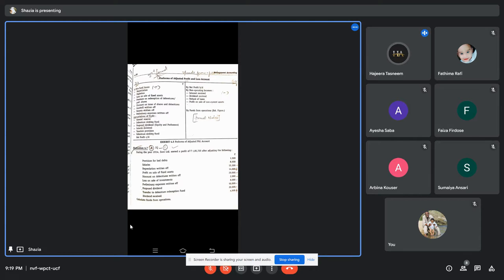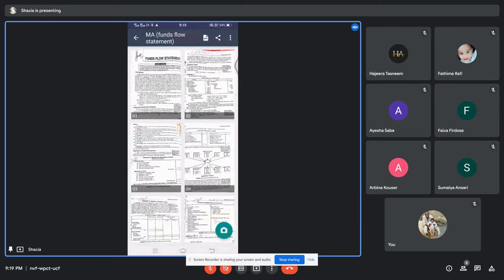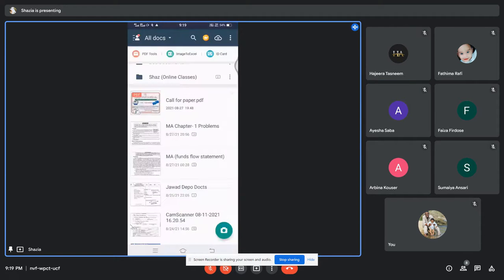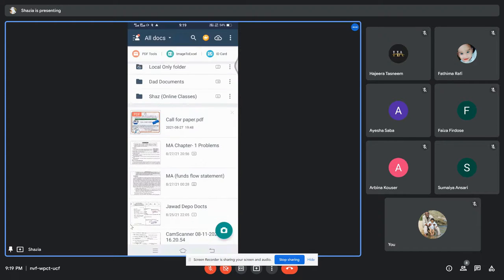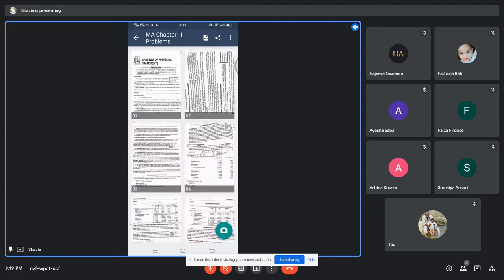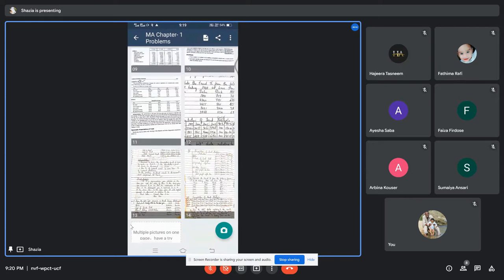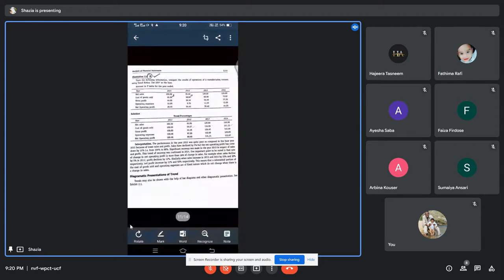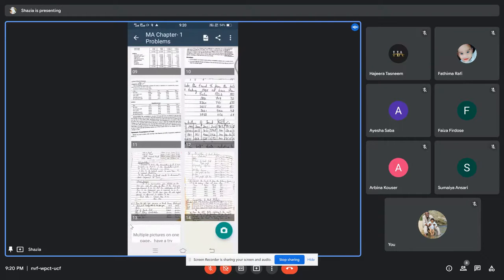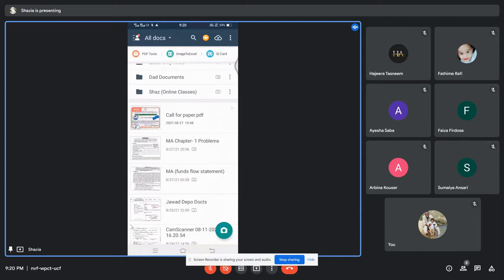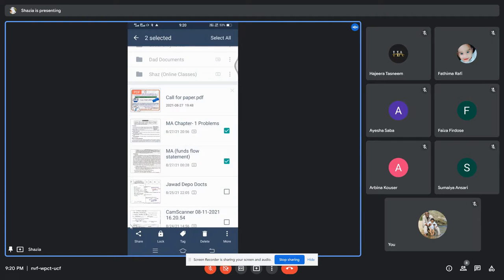Yes, ma'am. Okay, so kindly finish the trend analysis first. I'll share the problem link again, the last 3 pages. One question is repeated, so kindly ignore that and do the 3 problems and keep them ready. After that, start off with the funds flow statement. I'll forward both.